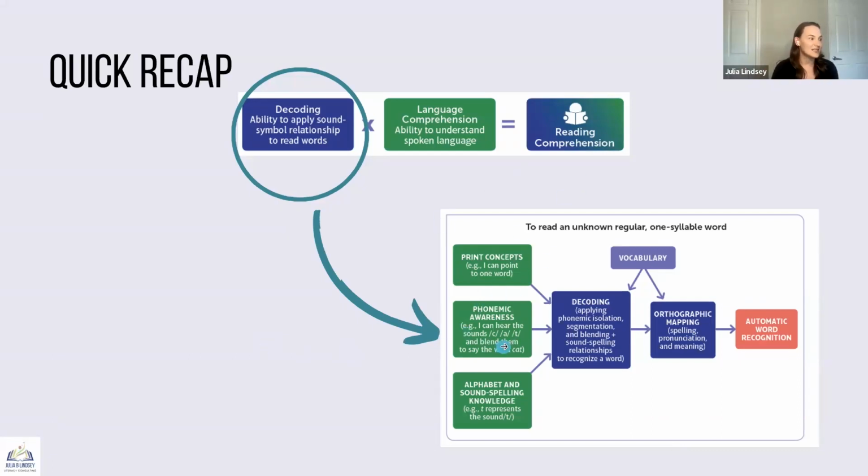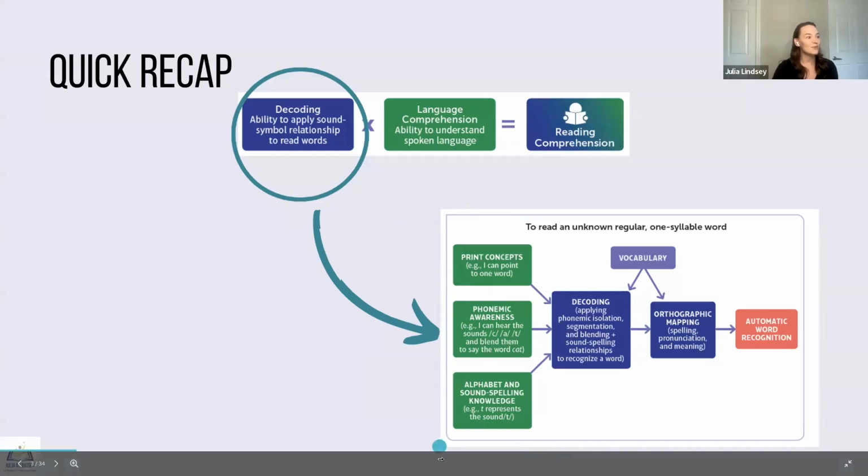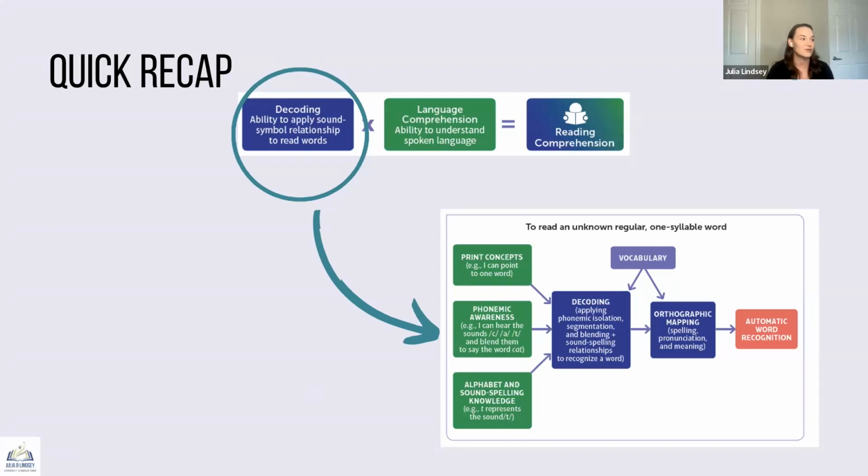And we then last time talked about phonemic awareness and the utter essentialness of the ability for us to hear and manipulate individual phonemes or sounds in language. This time, we're going to be focusing on alphabet and sound spelling knowledge and thinking about how all of these components together combine in the moment to allow us to decode words.